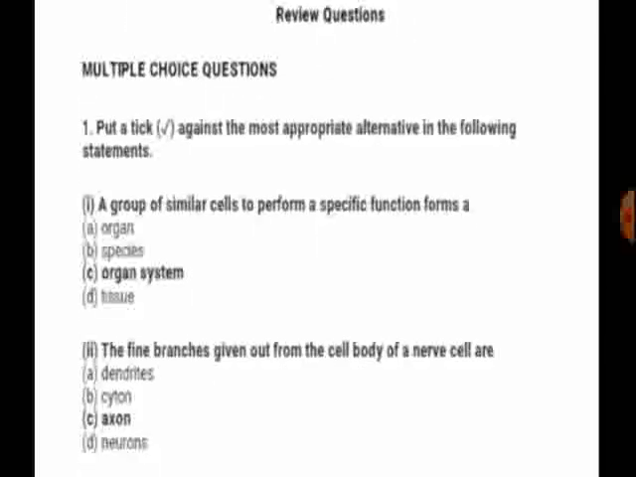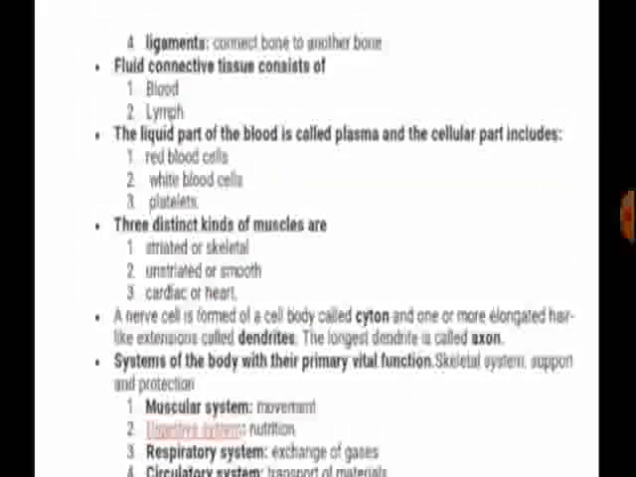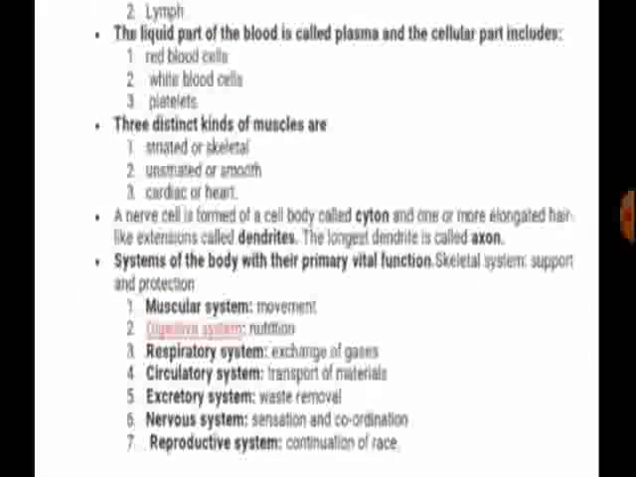Next, let us see some of the questions and how they may be asked. A group of similar cells performing a specific function forms a tissue, and a group of tissues doing a specific function forms an organ system. The fine branches given out from the cell body of a nerve cell are called dendrites, and the longest one is called the axon.